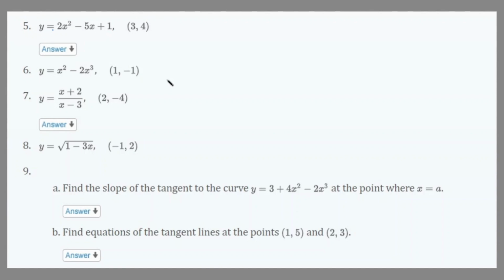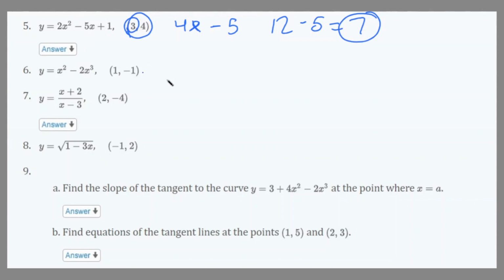Number 5 is y equals 2x squared minus 5x plus 1 at the point 3, 4. So what we should do here is just find the derivative, which would be 4x minus 5. So that's the tangent line equation. Now we just plug in 3. That would give us 12 minus 5, which would be 7. 7 would be the slope of the tangent line of this equation at 3, 4.